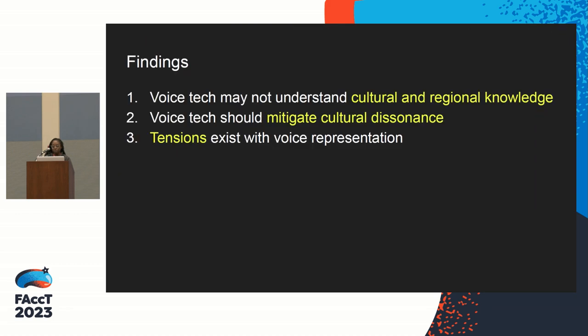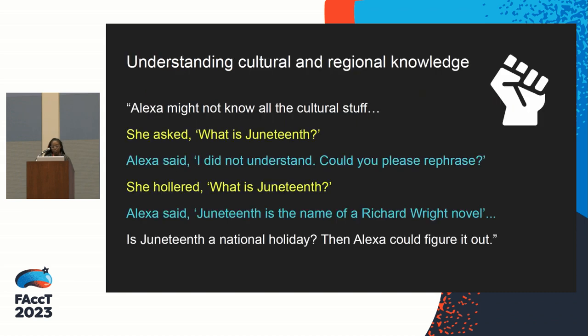So next I'll discuss three main findings from the paper, and there are more in the paper, but for time purposes, I'll start with one that is about understanding cultural and regional knowledge. So from activities in the first workshop, participants described how they expected voice technologies to work in certain cases, when they were asking for questions about directions, or if they wanted to be able to control music playback. But they had very low expectations for voice assistants to appropriately respond to questions about cultural and regional knowledge.